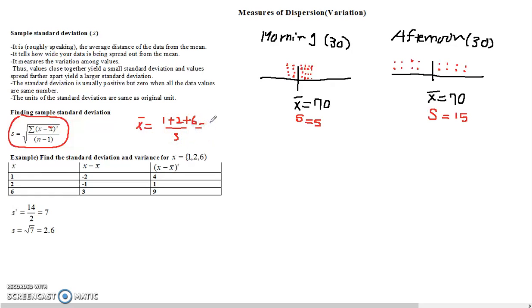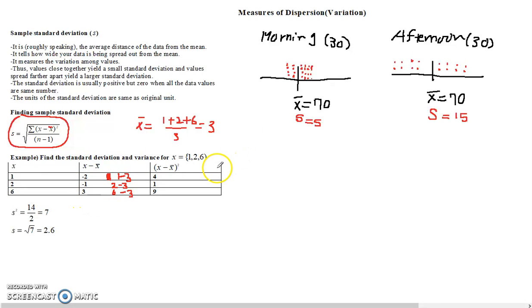So that's just going to be 3. That's what we did here. So x minus x bar: the first one was 1 minus 3, and that's how we got negative 2. Then the next one was 2 minus 3. Then we got 6 minus 3. So that's how we got minus 2, minus 1, and 3.